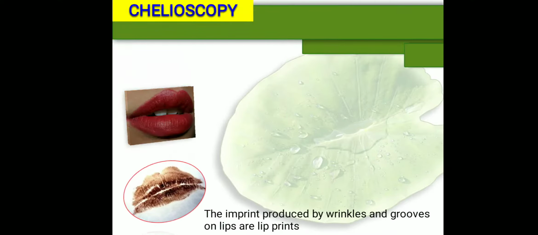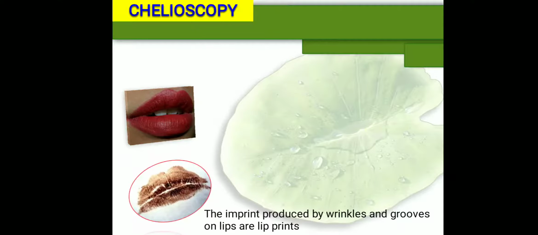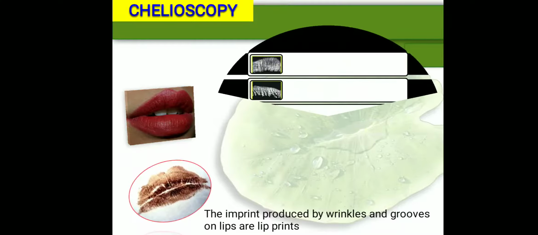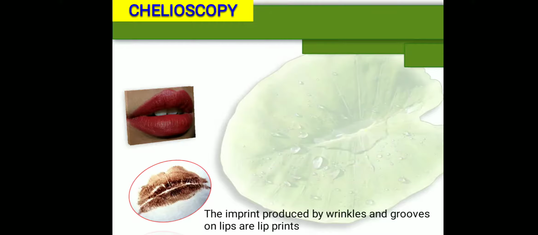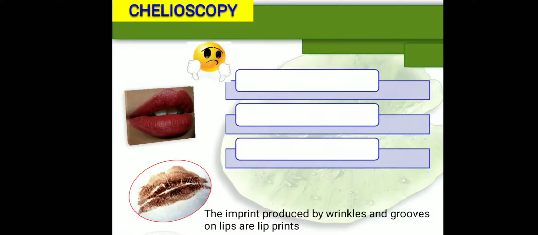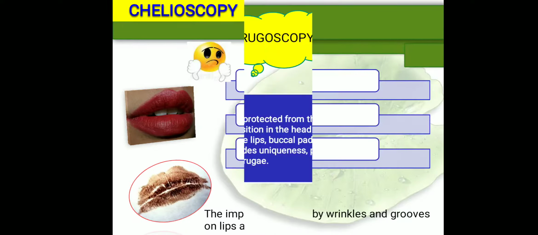Now we come to cheiloscopy. The imprint produced by the wrinkles and grooves on the lips are the lip prints. There are various types of lip print. First is vertical, second is branching, third is intersecting, fourth is reticular, and the fifth is undetermined. Now, the disadvantages are that the lips suffer from trauma that results in scarring, so they interfere with cheiloscopy. Second, the zone of transition is mobile and the appearance may differ with the pressure applied.